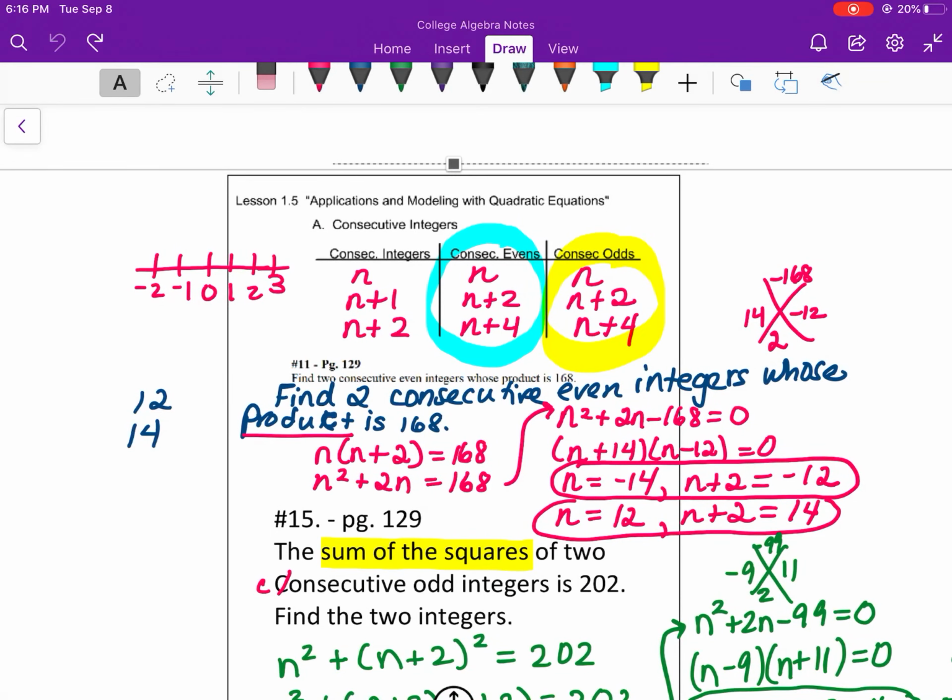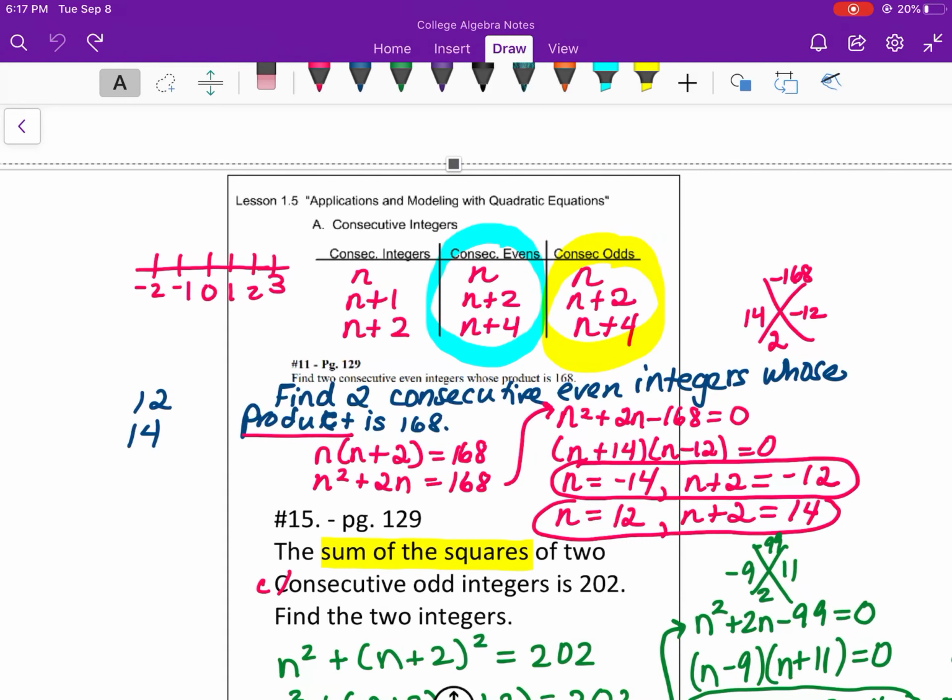Okay, so this video is going to help you get through the notes for lesson 1.5. The first thing you need to know is this is a lesson all about word problems with quadratics. So what we're going to do to start with is look at consecutive integers.